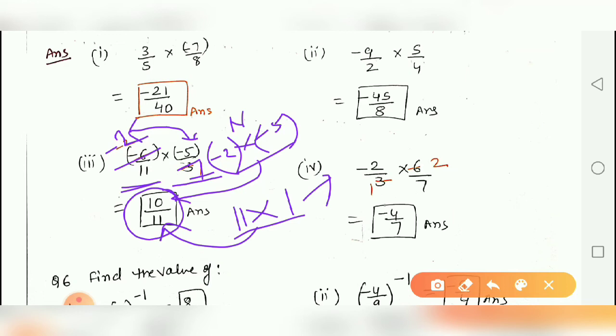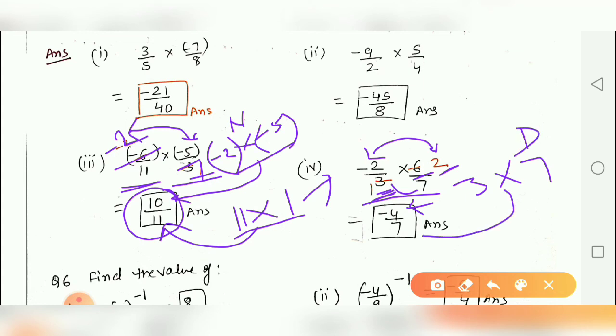Here negative 2 upon 3 multiplied by 6 upon 7. Again we can cut this 3 in denominator and this 6 in numerator. So we can do our cancelling. Cancelling can be done between numerator and denominator. So we can cut here like we have done here. Now numerator is negative 2 into 2 is negative 4, and 3 into 7 as a denominator.